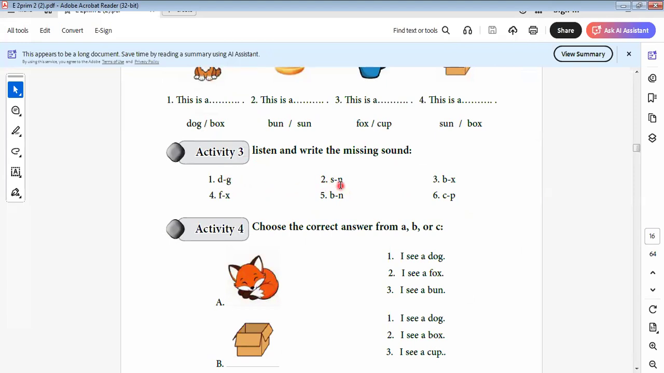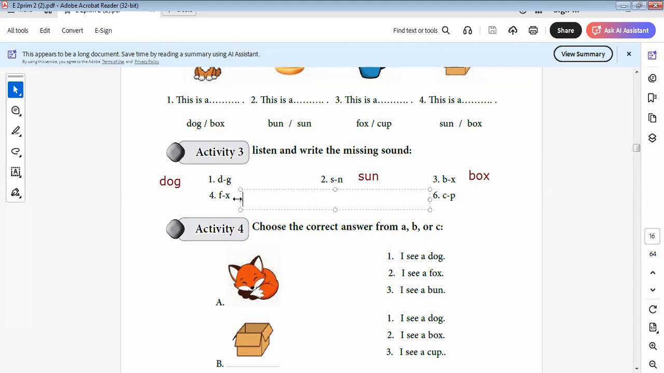Here is dog. How can I write dog here? Dog is written like this. The missing letter here is O, dog. Here is sun, written like this, with the missing letter U. Here is books. I will write it here for you. Here is box, O. Here is fox.